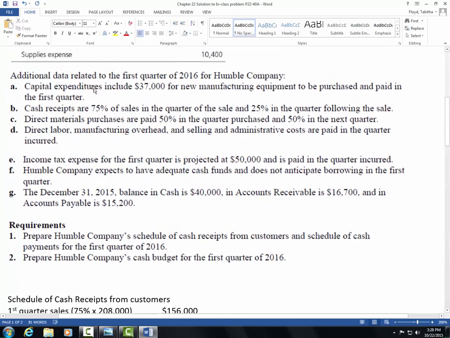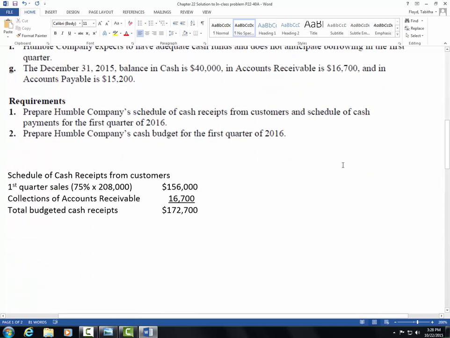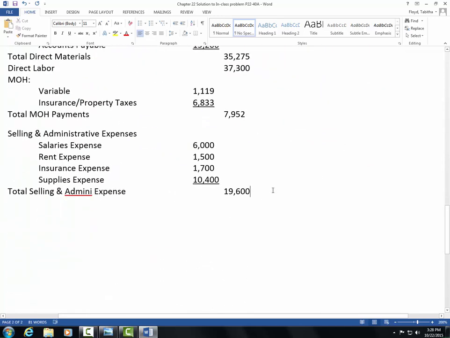So we've got our capital expenditure payment recorded. We've got our direct materials cash payments recorded, direct labor, manufacturing overhead, and selling and administrative expenses. Now we're to income tax expense for the first quarter, which is projected to be $50,000, and it's paid for in the quarter incurred. So since it's paid in cash this quarter, we're going to record that as a cash payment.